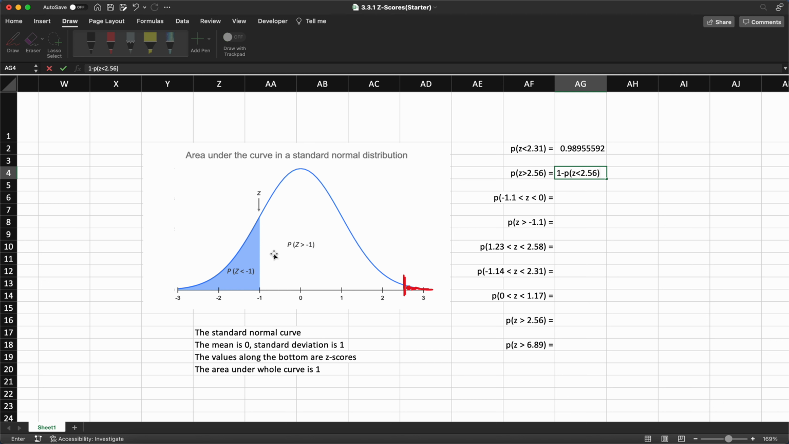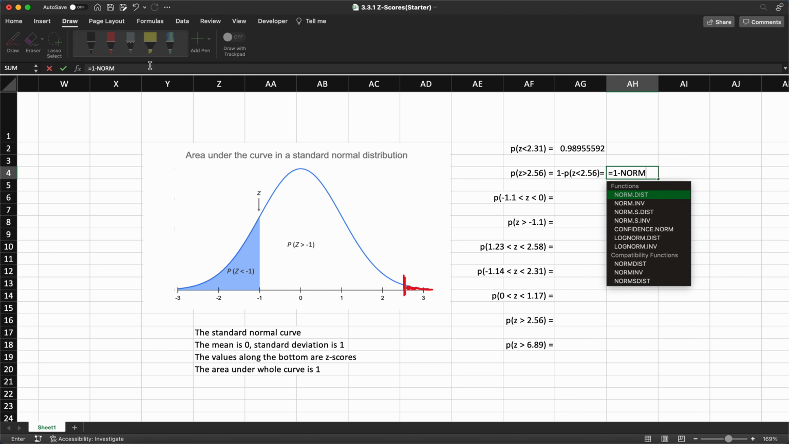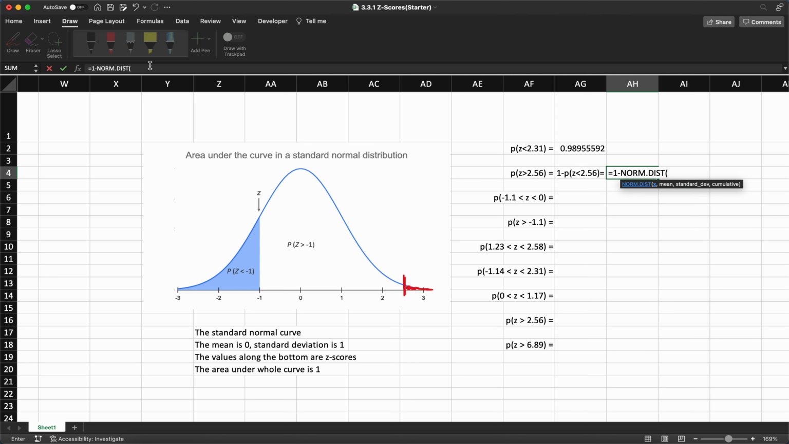So I need to find the probability that z is less than 2.56, and then I'm going to do 1 minus that. So we're going to do 1 minus, again, norm.dist. My x value is 2.56. My mean is 0. My standard deviation is 1. And I'm going to put a true here. And we get 0.00523.